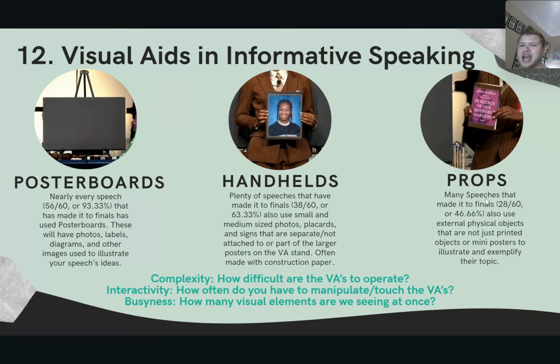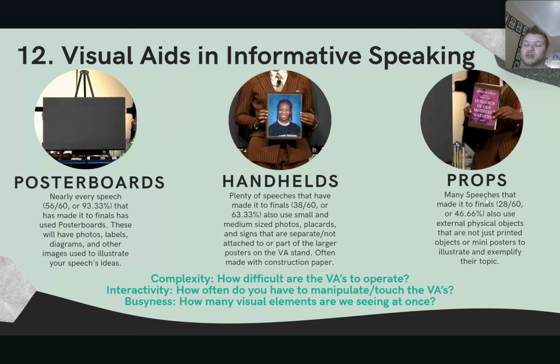And then the third kind of visual aid that is frequently used, in addition to these other 2 things, is props. Props could be books and magazines, which kind of just seem like handhelds, but a lot of the times it's just external physical objects that are not printed or mini posters. They are 3D objects used to exemplify your topic. That was in about 28 out of 60 speeches, or about 46.66%. When you are making your visual aids, there's 3 things that you need to keep in mind, no matter what kind it is.